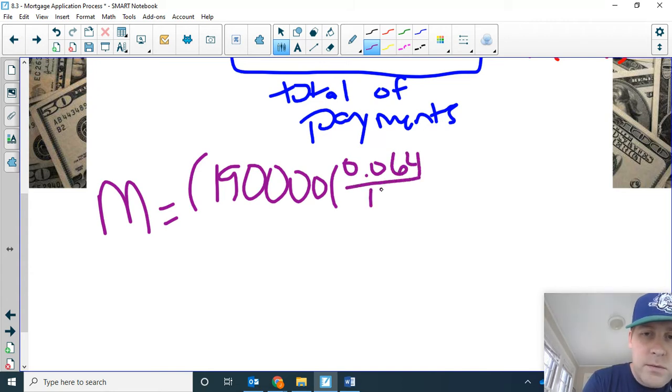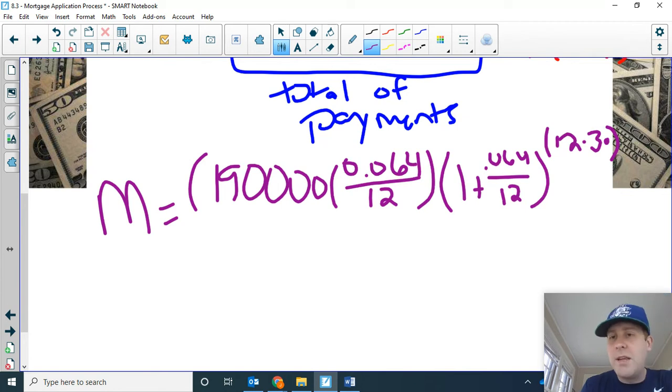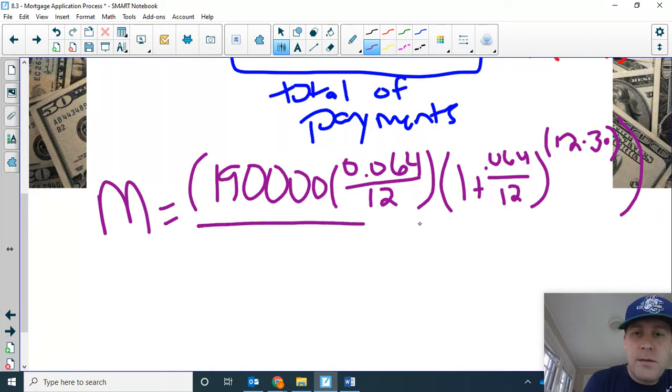divided by 12. Okay, close the parenthesis, open up another parenthesis, and then 1 plus 0.064 divided by 12, and then raised to 12 times 30, because it's 12t, so 12 times 30. I'm going to close the parenthesis on the exponent, and close my parenthesis around my entire numerator. Okay, and then we're going to divide that entire thing.